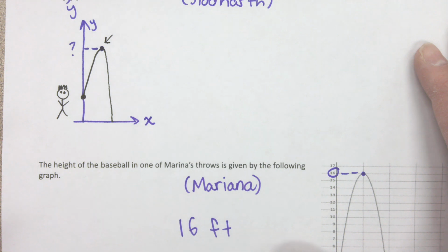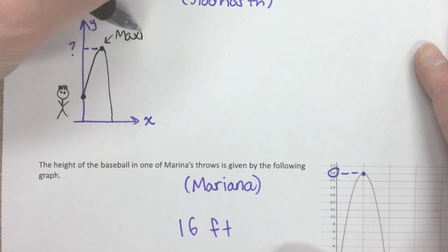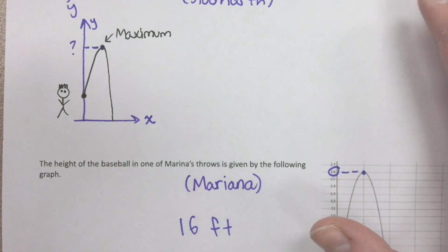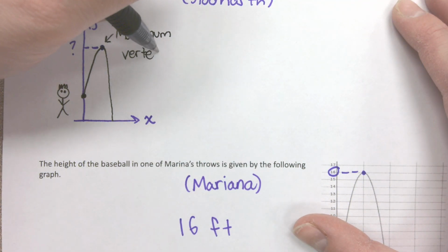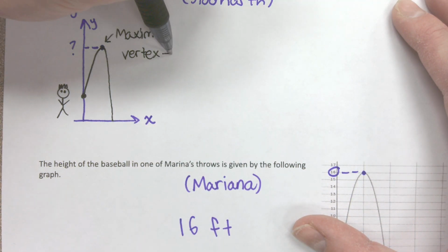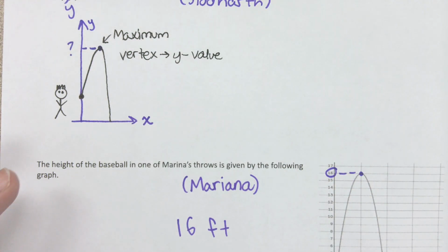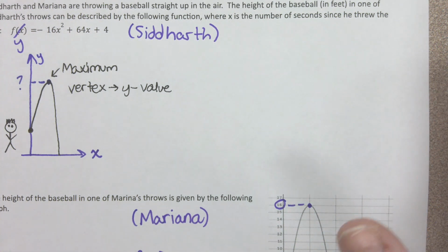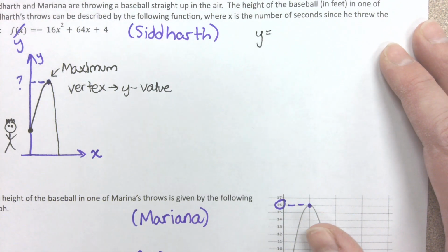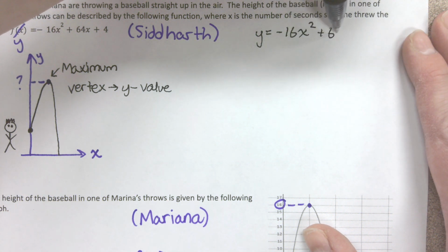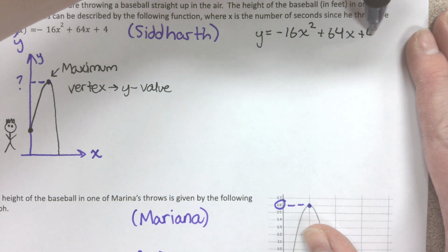What's the name of that point? It's a maximum. What else do we call it? The vertex. So we're looking for the vertex and specifically the y value. Let's review how to do that. Our equation is y equals negative 16x squared plus 64x plus 4.